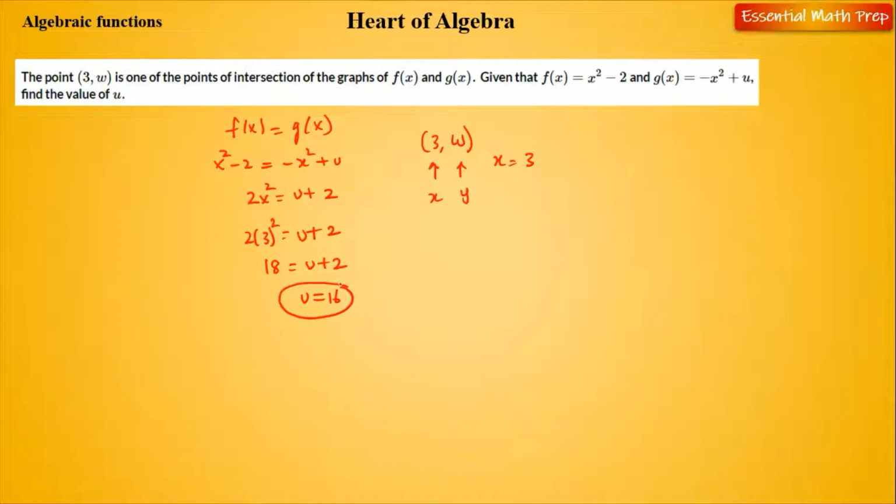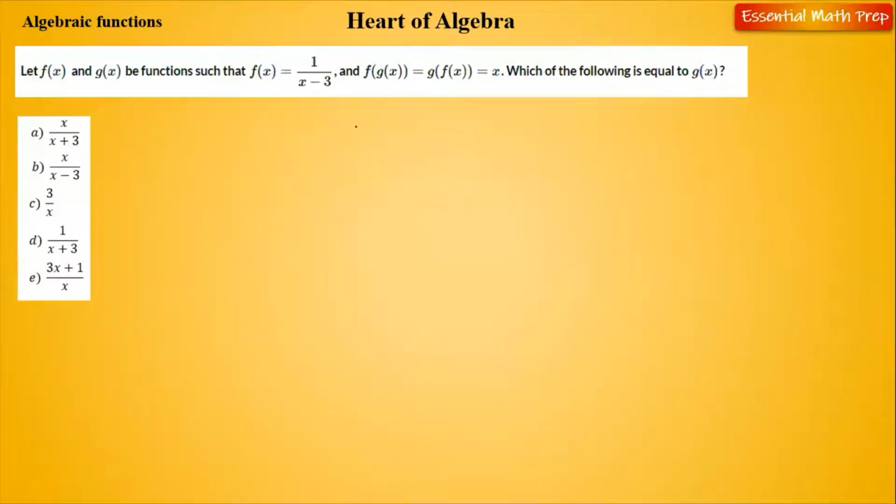That is it. So the takeaway is this. F of x and g of x are functions defined such that f of x equals 1 over x minus 3. F of g of x equals g of f of x equals x. Which of the following is equal to g of x? When you say f of g of x equals g of f of x, then f of x and g of x are inverse to each other.